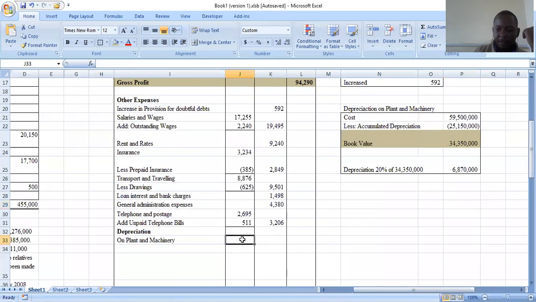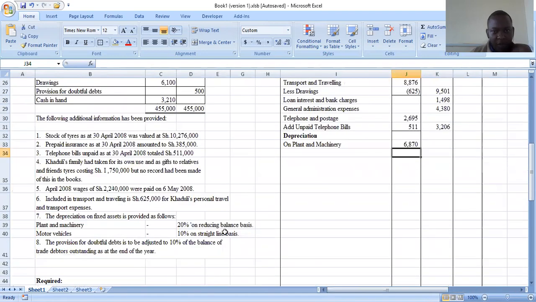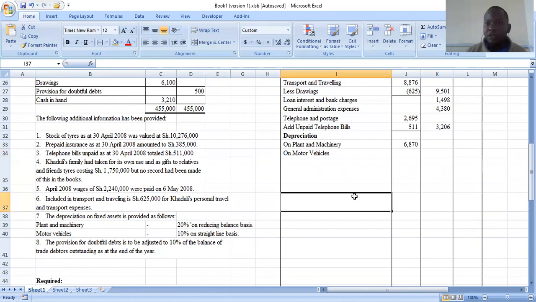So therefore you have it here, 6870. And then now the depreciation for the other item, motor vehicles. Motor vehicles is on straight line basis. So straight line basis, from the video you are told that it's charged on a straight line. It's called what? It's straight line method, said what? For those who can remember.